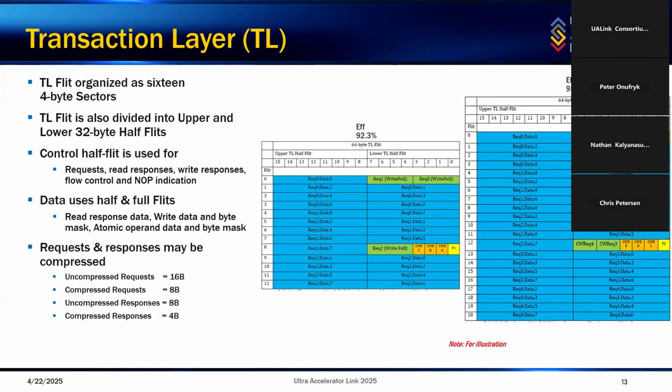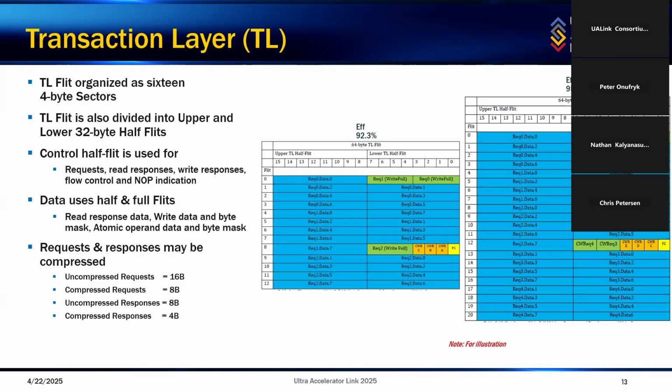A control half flit is used to carry control info or headers for requests, read responses, write responses, flow control, and if there is nothing to send, no-ops. Control can only be placed in the lower half flit. Data is allowed to use both half flits, upper and lower. It is used to carry read response data, write data and the associated byte mask, as well as atomic operand data and the associated byte mask. Further to note is that only partial writes and atomics carry a byte mask. Full writes are identified through special commands called write full, and they don't need to carry the byte mask.